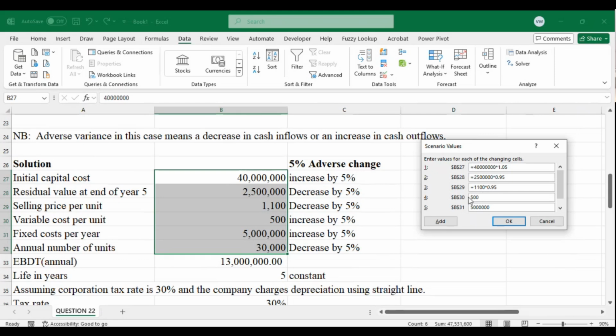Variable cost increases by 5%. You must introduce that equal sign because now I'm treating it as a formula or as a function so that it becomes very easy to do. Excel will do the computation for us later on, so that we just set it up nicely. If it increases by 5%, that is times 1.05.